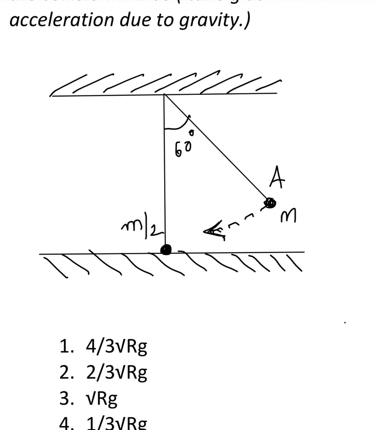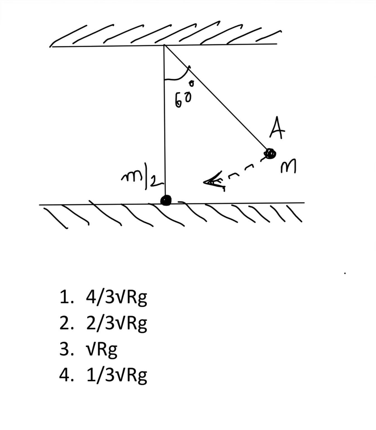Now you can see the picture. Here is bob A and it comes and hits bob B here, and bob A has mass m, bob B has mass m by 2. Now it comes from 60 degrees. Okay, now let's see the solution.